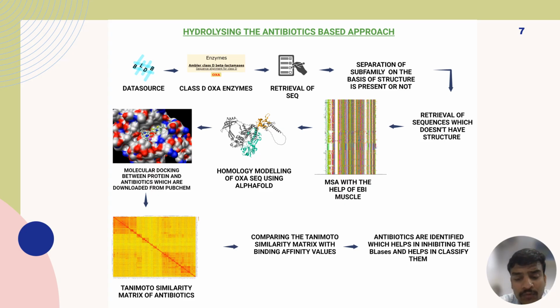As a machine learning approach, we also do a Tanimoto similarity matrix. In that similarity matrix we got scores between 0 and 1. The more similar the sequence, the nearer the value is to 1. For the Tanimoto similarity matrix, we use the antibiotics as the input and generate a matrix. After generating the matrix, we compare the Tanimoto similarity matrix with the binding affinity score which we got from the docking of beta lactam antibiotics and the OXA class sequence structures. After that, we retrieved some of the antibiotics that inhibit the OXA class of beta lactamase.